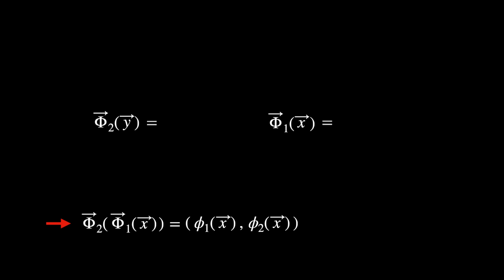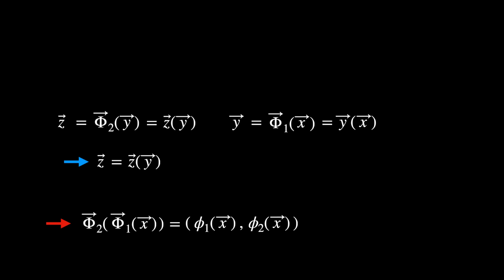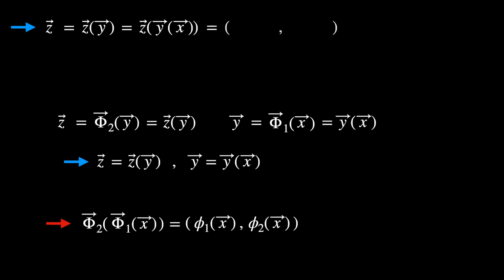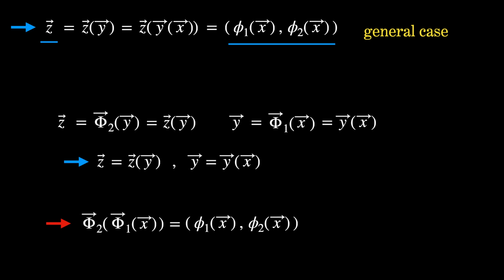First, let's give these two maps a more convenient notation. Write z as a function of y, and y as a function of x, and the composite map below just becomes the above. This is a general invertible transformation between x and z. Remember that, as we have shown earlier, both the transformations z of y and y of x satisfy the Jacobian formula.